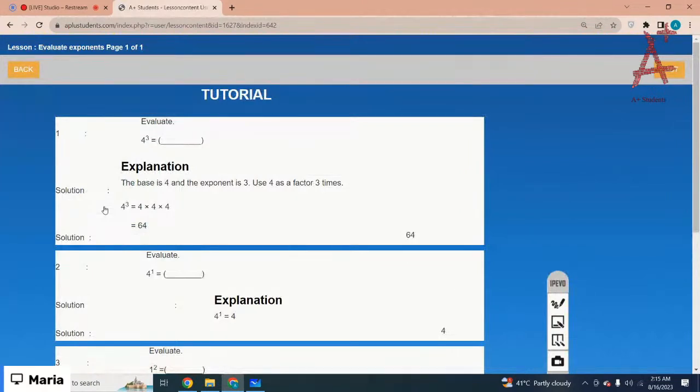So 4 exponent 3 means the base is 4 and the exponent is 3. So use 4 as a factor 3 times. That means you have to multiply 4 3 times: 4 times 4 times 4. So 4 times 4 is 16, and 16 times 4 is 64, right?